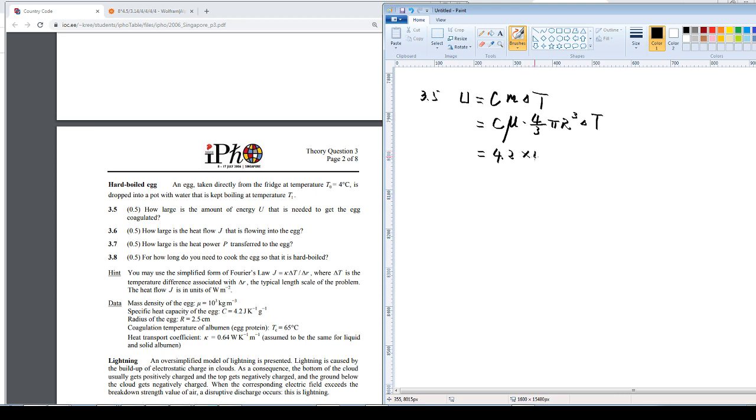So multiply this by 1,000. Density is 10 to the third. Radius is 2.5 centimeters. Delta T is 61 degrees, so that should be enough. Okay.